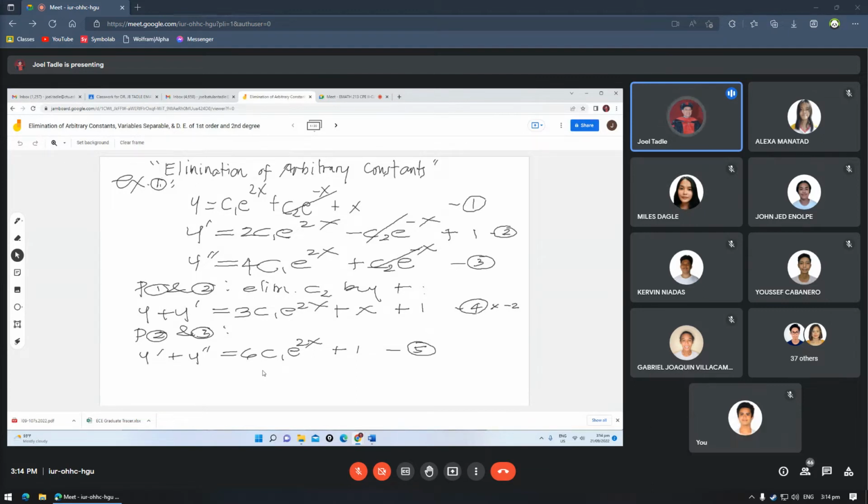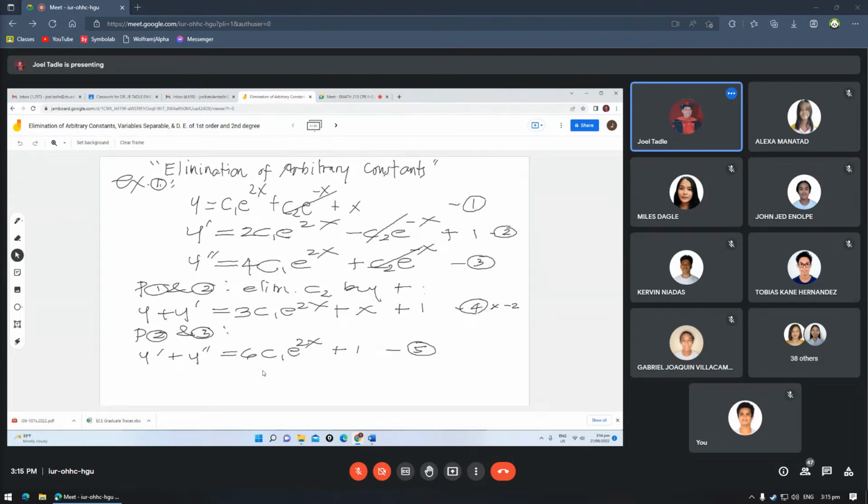So atong next move, ato gyapon ni siyang i-pair ang equation 4 o equation 5. Pero before adding, we must multiply negative 2 to equation 4 such that kanang 3c sub 1 e to the power of 2x, kung ato na siyang multiplyan og negative 2, negative 6 na siya. Nya, i-add na to diri sa 6c sub 1 e to the power of 2x sa equation 5, ma-cancel out na siya, ma-zero man na, no? So, eliminated ang c sub 1. Wala na tayo c sub 1 din ha, no?